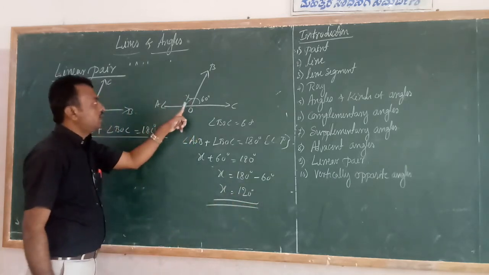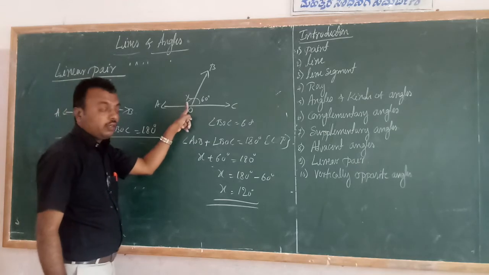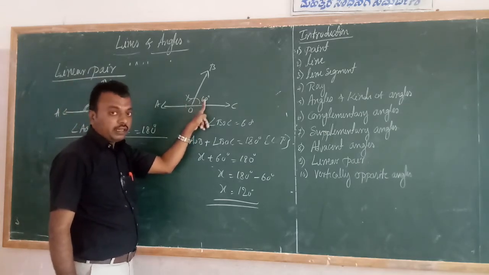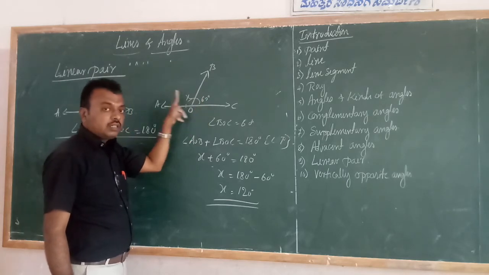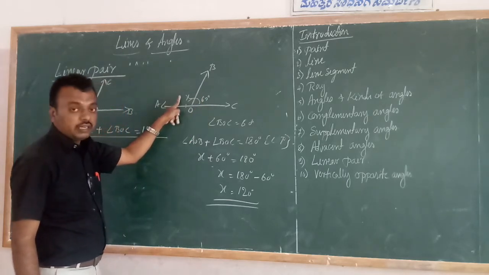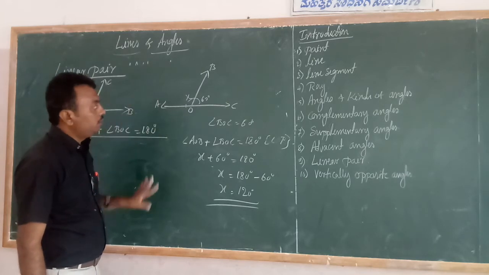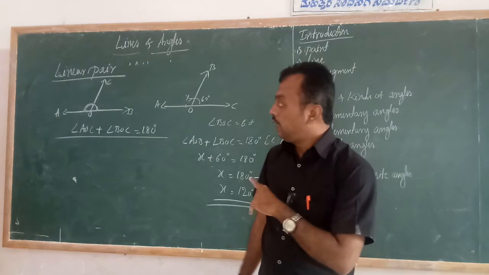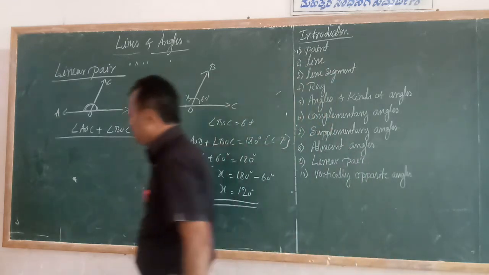Therefore, the angle AOB is 120 degree. Suppose angle BOC is 80 degree. What is the angle of AOB? AOB is 100 degree. Very simple. Linear pair means the sum of any two adjacent angles is equal to 180 degree, then it is called a linear pair. Yes, friends, one more example I will take.